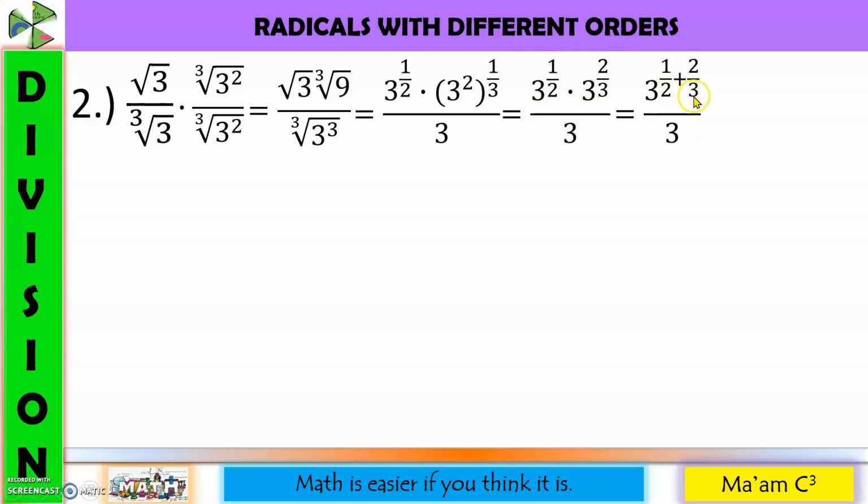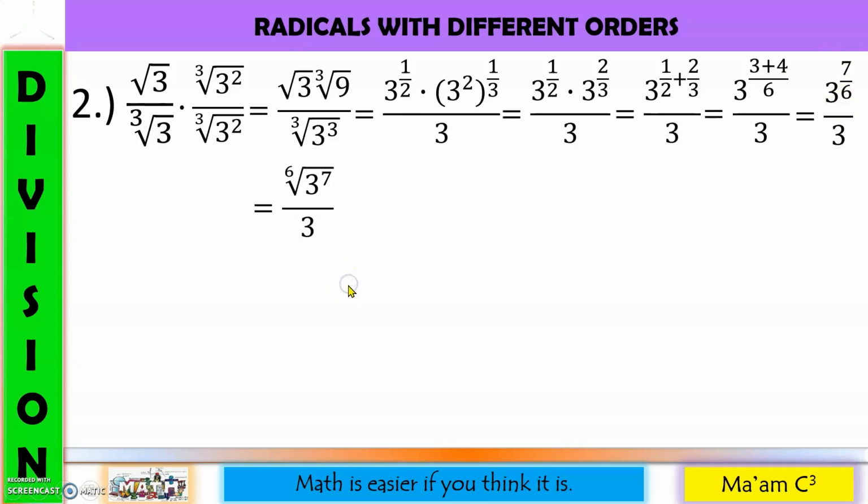To add the exponents, we need the LCD. The LCD of 2 and 3 is 6. 6 divided by 2 is 3 times 1 is 3. Copy plus. 6 divided by 3 is 2 times 2 is 4. 3 plus 4 is equal to 7. Now I can convert this into radical form. So this will become my index. So it is 6th root of 3 raised to 7.